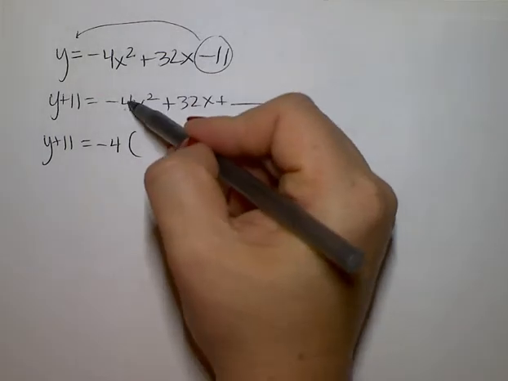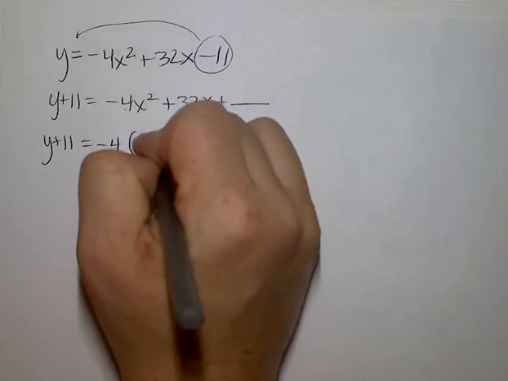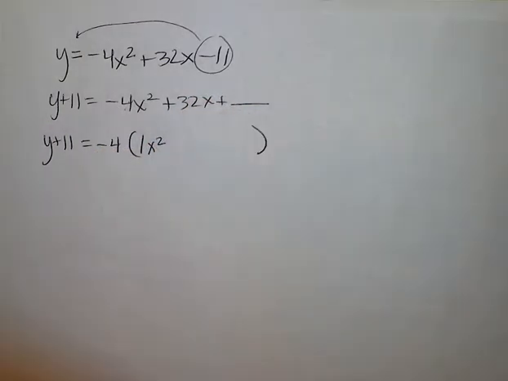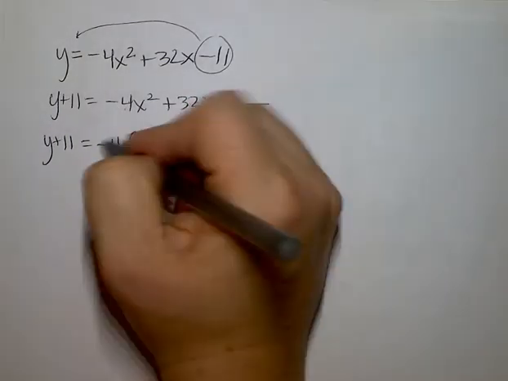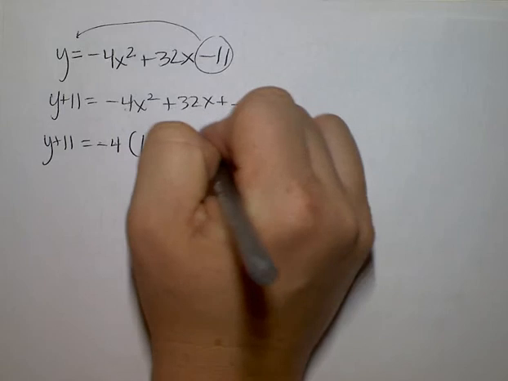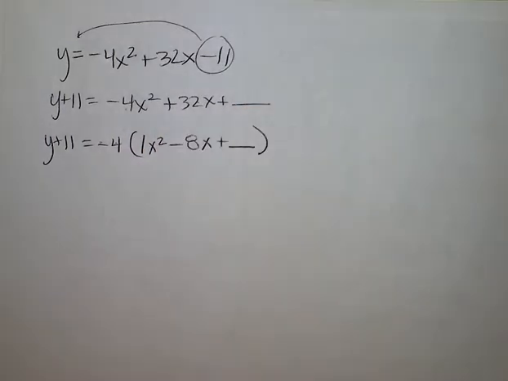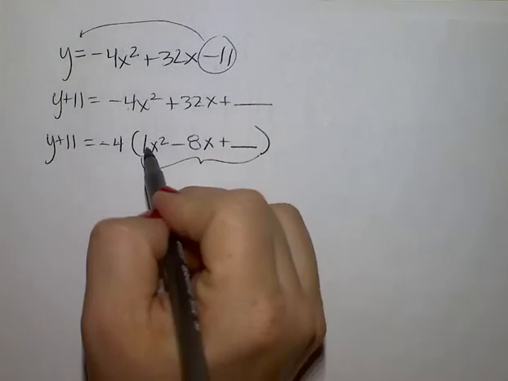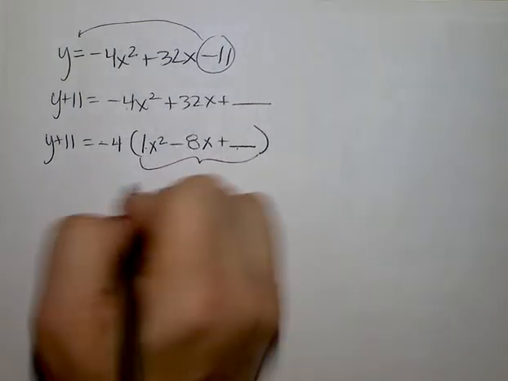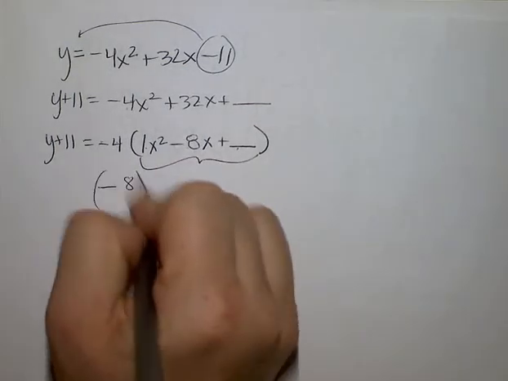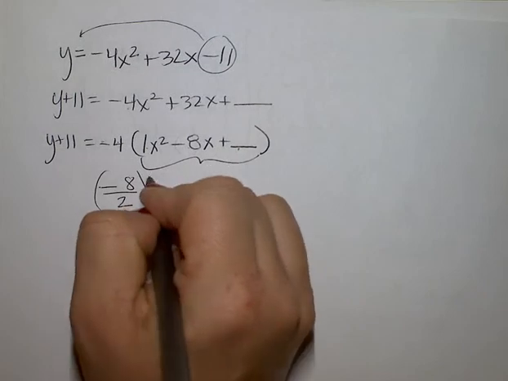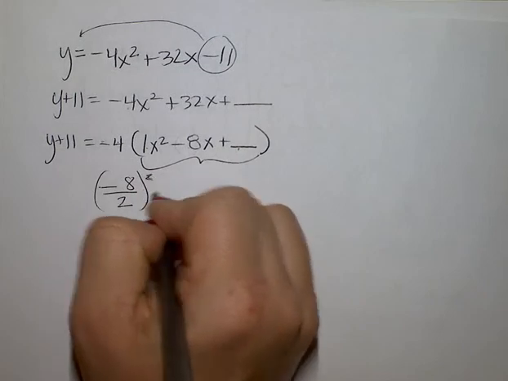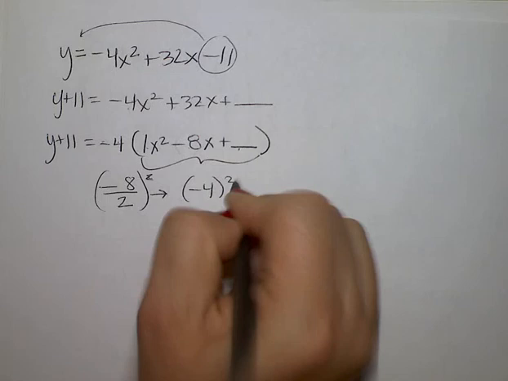Negative 4 divided by negative 4 is a 1, bring down the x squared. Positive 32 divided by negative 4 is negative 8, bring down the x. I'm only focused on this portion of the problem. This is my A, my B, and my C. So I'm looking at the B. I start with negative 8, and I divide it by 2. Negative 8 divided by 2 is negative 4, and then I'm going to square it.